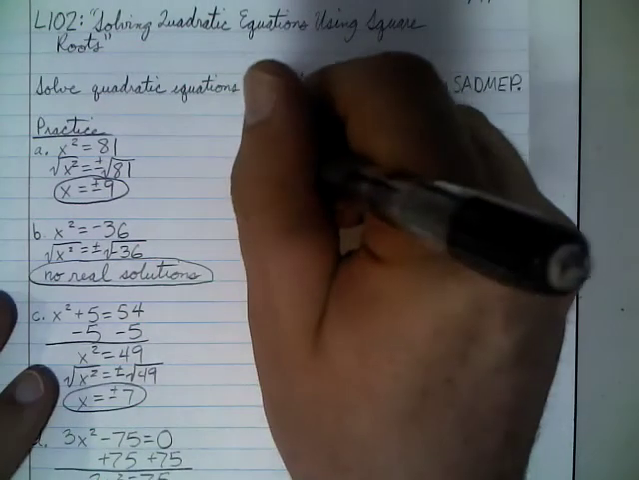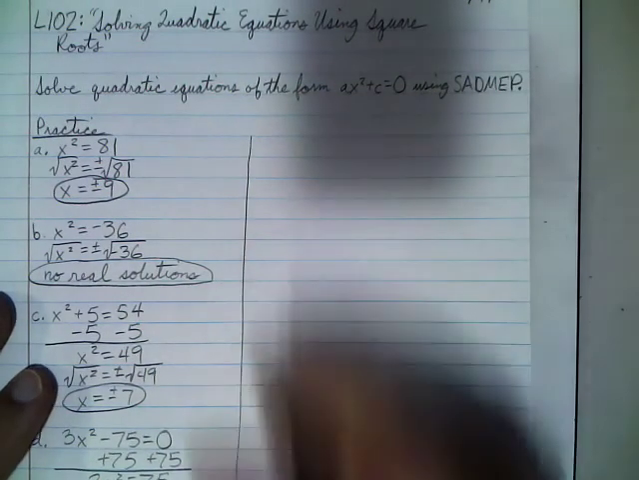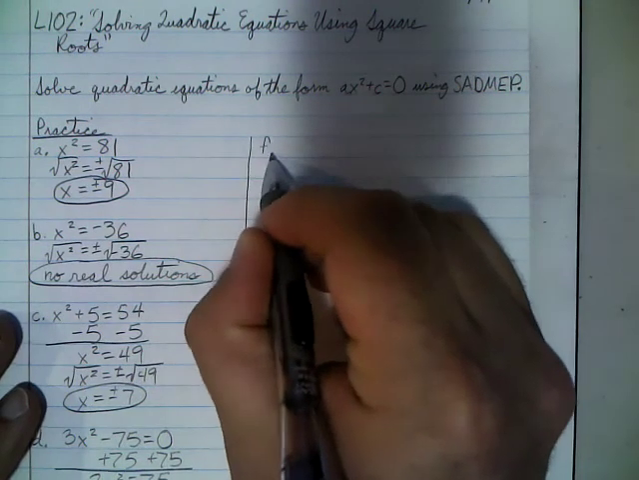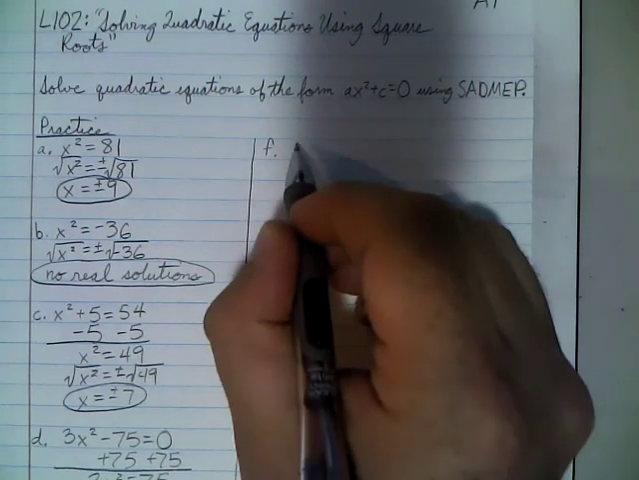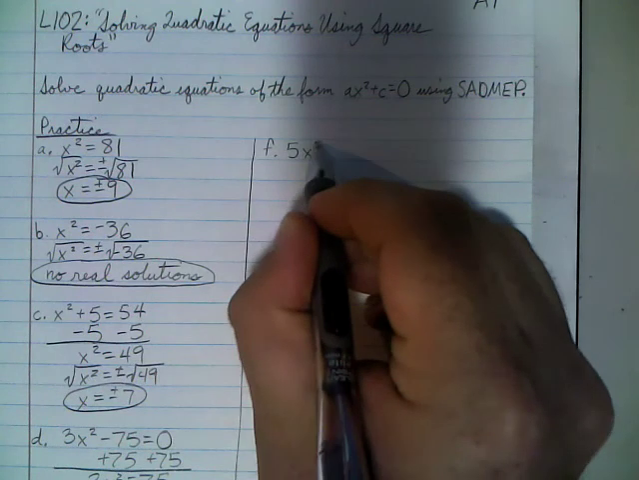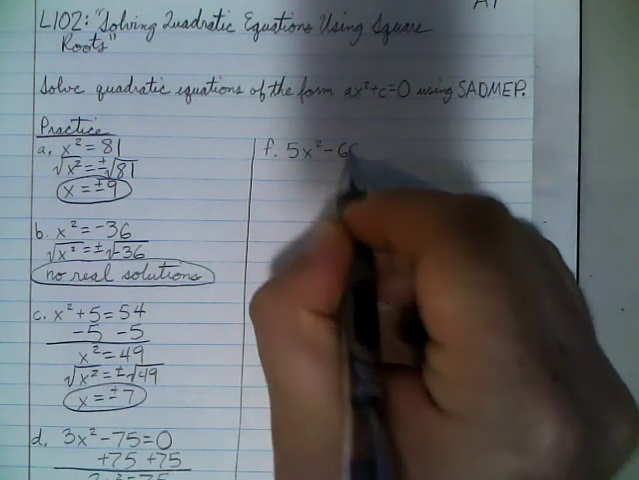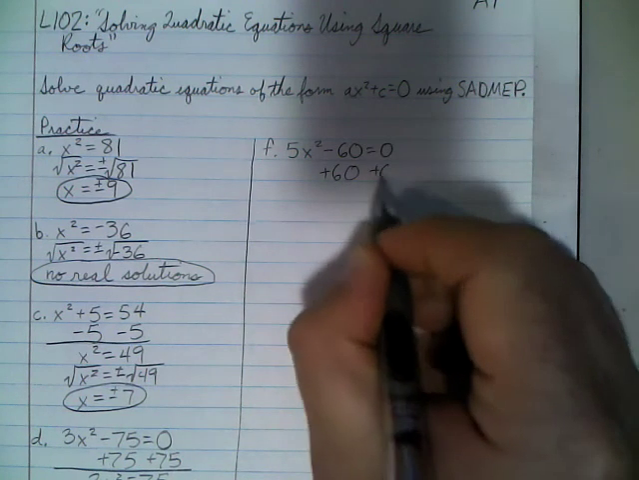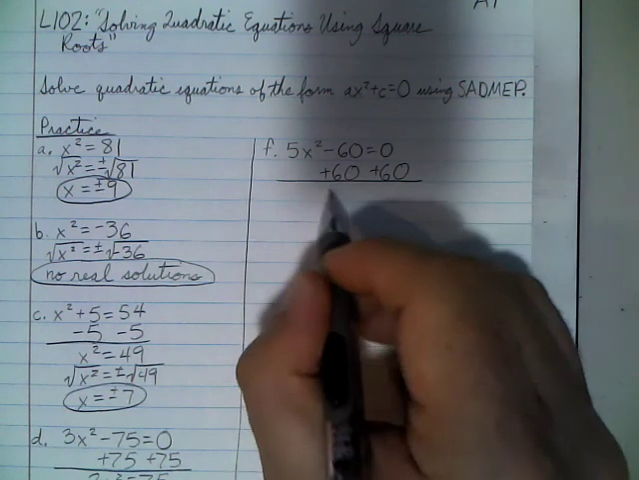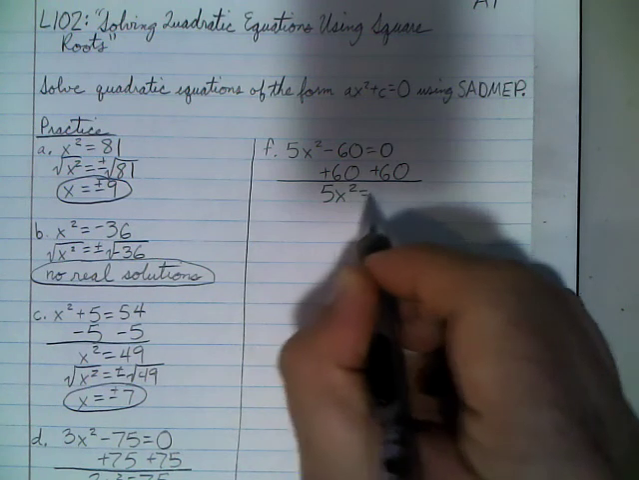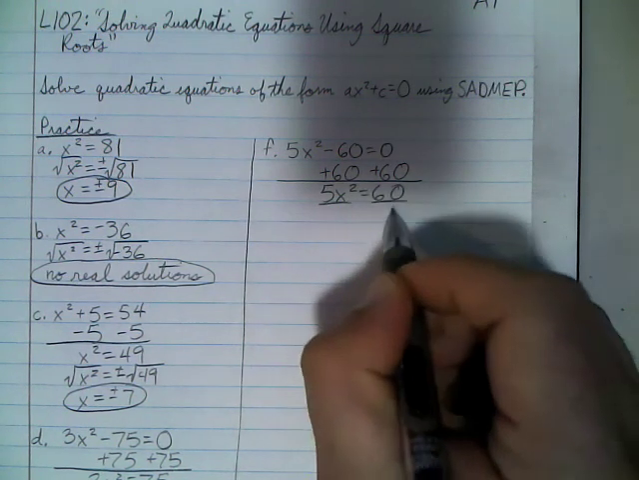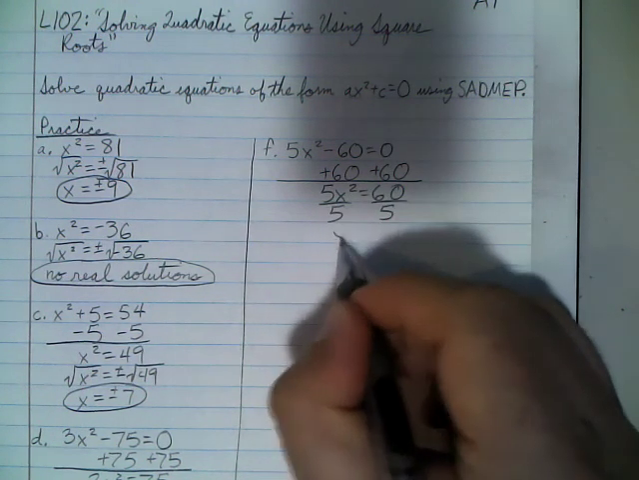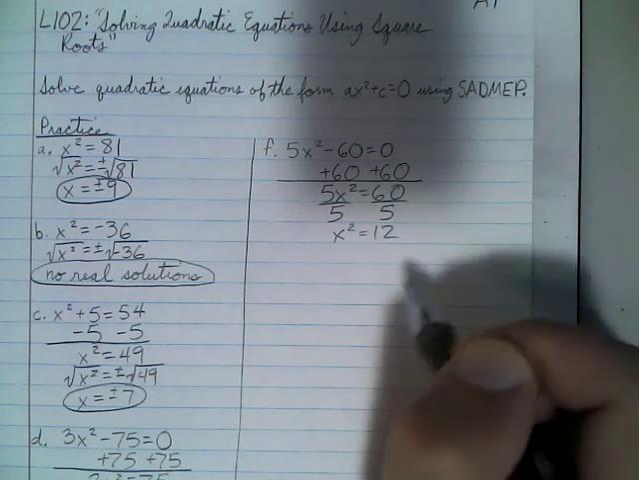All right, I'm going to split the page and do a second column here. So there's F. For F, I have 5x squared minus 60 equals 0. So I would add 60 to both sides, so that 5x squared equals 60. Then divide both sides by 5, so that x squared equals 12.